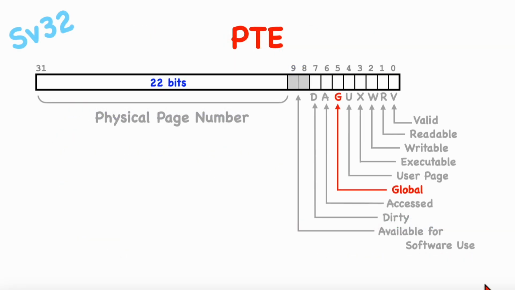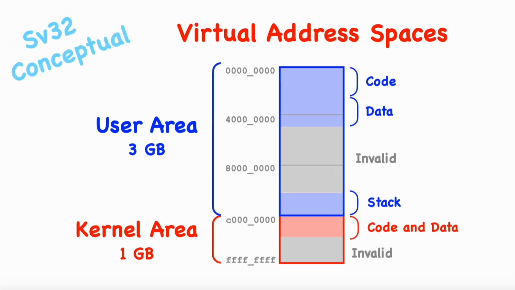Page table entries have a G bit, which is the global bit. We now have enough background to discuss what the global bit is and how it's used. Let's take a look at how the virtual address spaces are laid out.